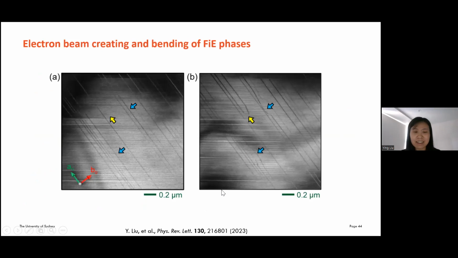Under electron beam irradiation, we found that the translational boundary, or here the ferroelectric phase, can be created or moved. For example, in image A, there is no translational boundary here, but there is a translational boundary here after electron beam irradiation. And here we can see it is straight, and after electron beam irradiation, it becomes bent.